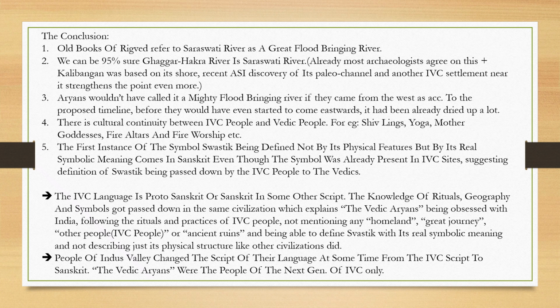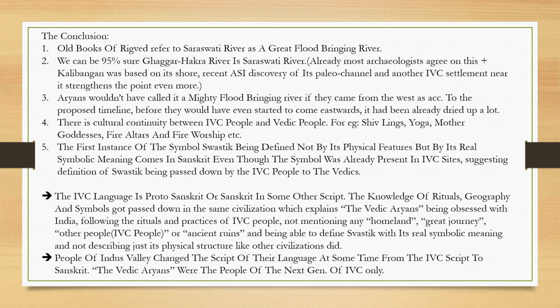And then we can find the cultural continuity between the IVC people and the Vedic people. For example, praying to Shivlings, Yog, mother goddesses, fire altars, fire worship, etc. There is this thing, the first hymn of Rigved, it praises Agnidev, who is the fire god. So yeah, both the Indus Valley people and the Rigvedic people, they gave great importance to fire and fire god. Then the first instance of the symbol swastik being defined not by its physical features but by its real symbolic meaning comes in Sanskrit, even though the symbol was already present in IVC sites, suggesting definition of swastik being passed down by the IVC people to the Vedics.